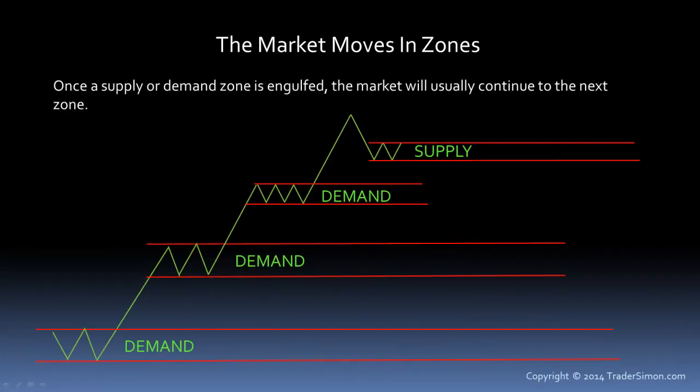Once a supply demand zone is engulfed, the market will usually continue to the next zone. So as the first demand zone gets engulfed, the second demand zone becomes a target. And as the second demand zone gets engulfed, the third demand zone becomes a target.